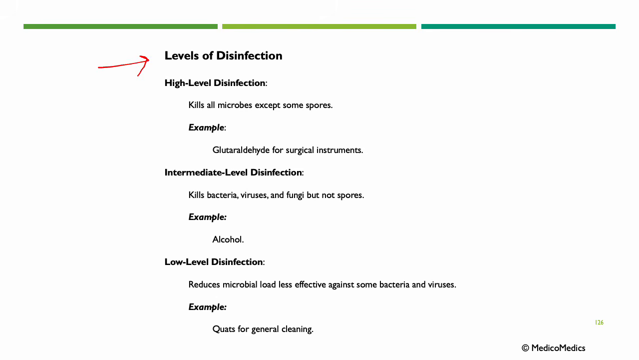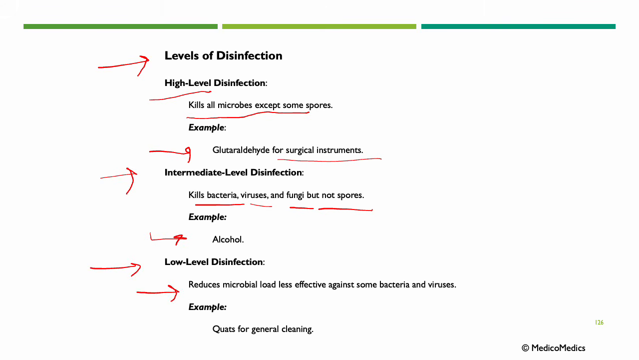Now let's mention some levels of disinfection. So we have high-level disinfection, where we kill all microbes except some spores. Example, glutaraldehyde for surgical instruments. We have intermediate-level disinfection, where we kill bacteria, viruses, and fungi, but not spores. Example, alcohol. Then we have low-level disinfection. These reduce microbial load, but are less effective against some bacteria and viruses. Example, quats for general cleaning.